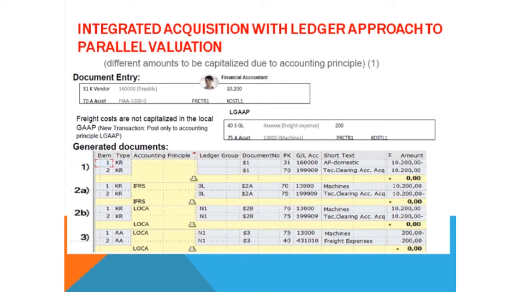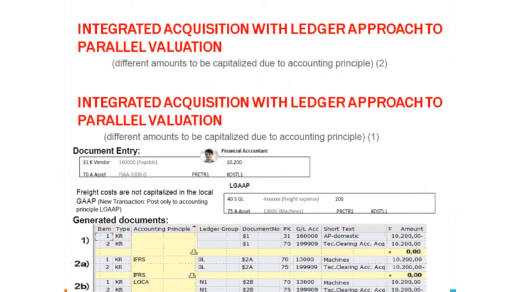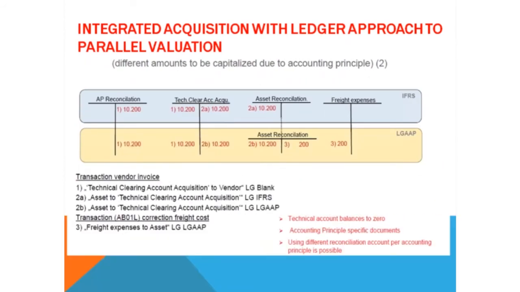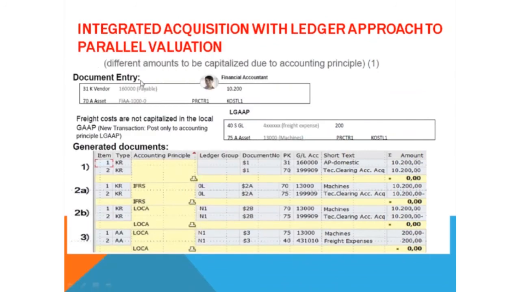Simple login. Login has changed. SAP login. Here you can see different amounts to be capitalized. Previously you can see over here different amounts to be capitalized due to accounting principle. If you are working globally, then this is a very good functionality. So here you can see all this information from assets to vendor and everything basically is happening.